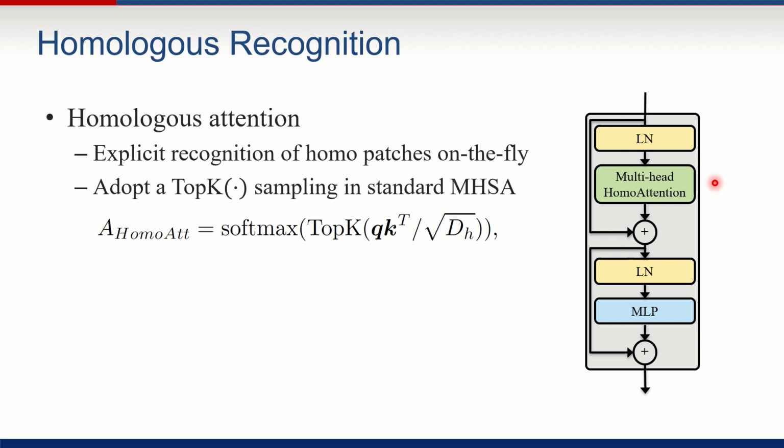Based on this observation, to empower mixing augmentation for MAE, in this work we propose a simple auxiliary pretext task called homologous recognition, which explicitly requires each patch to recognize and only attend to homologous patches from the same image. To do that, we first adopt an additional top K sampling operation in the standard multi-head self-attention calculation.